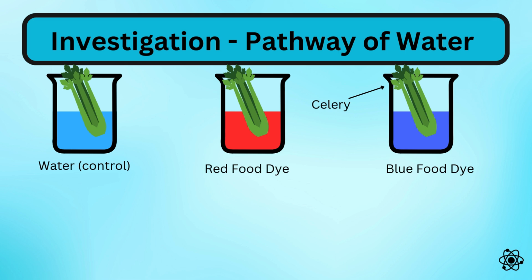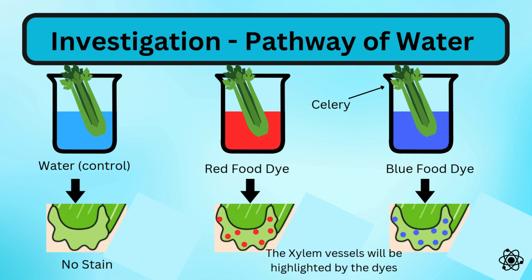Afterwards, cut the cross sections of the celery stalks and observe. The one which was in plain water will leave no stain. The other two stalks will show specific areas highlighted by the dyes as seen in the diagram, showing that the water is moving in specific vessels, that is, the xylem vessels. We should be able to observe color changes in the leaf as well, showing that the water is being taken up by the plant.